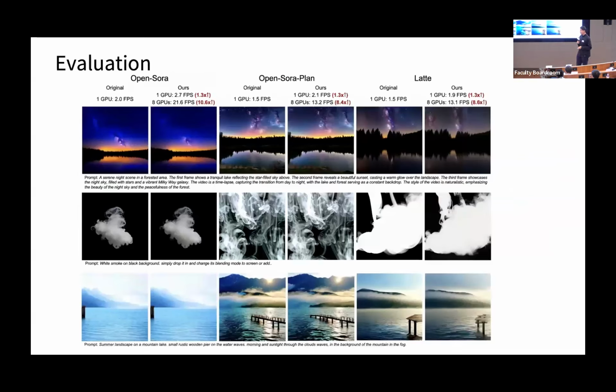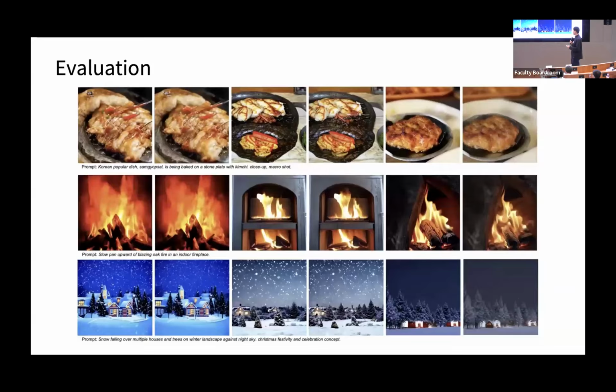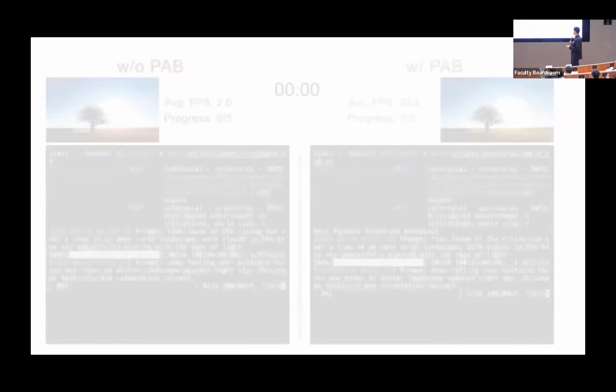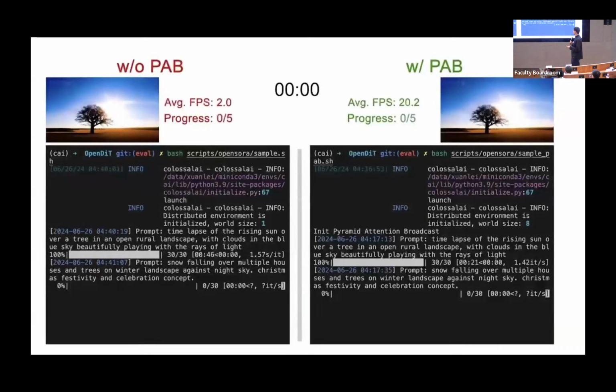But I won't say that because we make it faster, we need to find a balance or trade-off between the accuracy and the speed. We need to make sure we get roughly the same quality. So here you see we generate almost the same video. The quality is roughly the same, but it's faster. You see here are some demos. Here are also some demos where we get the same output but much faster.